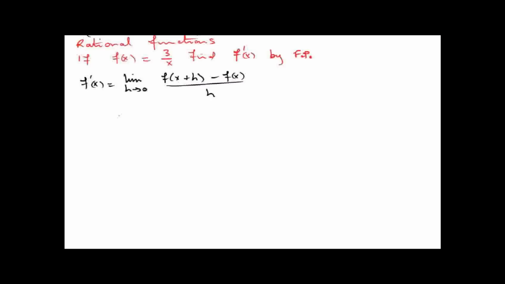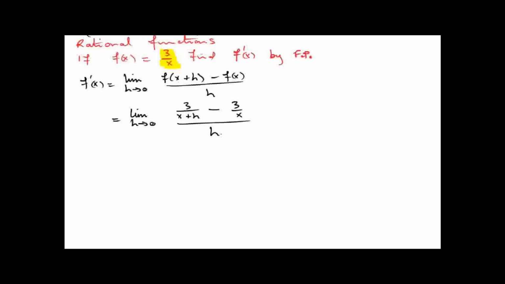Okay? And that's equal to the limit as h approaches 0 of, now if f of x is 3 over x, there's f of x. What would f of x plus h be? 3 over x plus h. Just put in x plus h instead of x. So 3 over x plus h minus f of x, well that's just 3 over x. And then the whole shooting gallery then has to be divided by h. Is that okay? Everybody happy with that?